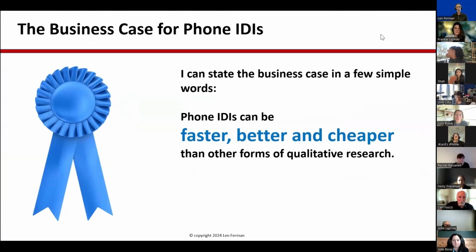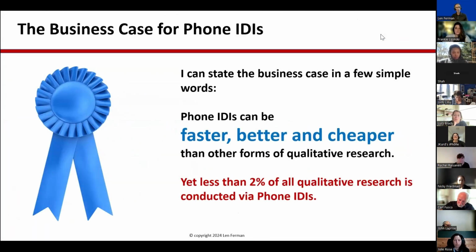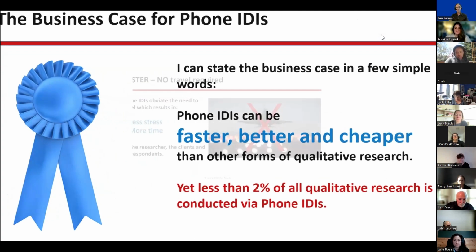And the business case for phone IDIs is pretty powerful, and I can state it in 3 simple words: faster, better, cheaper. And yet, less than 2% of all qualitative research is conducted via phone IDIs, according to a Quirk's survey last year. So let's now take a look at the business case.